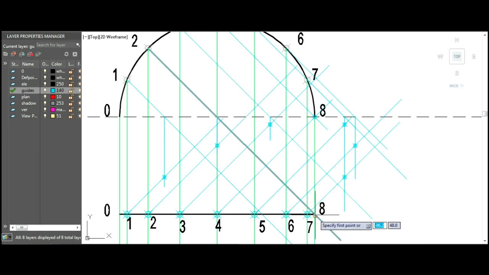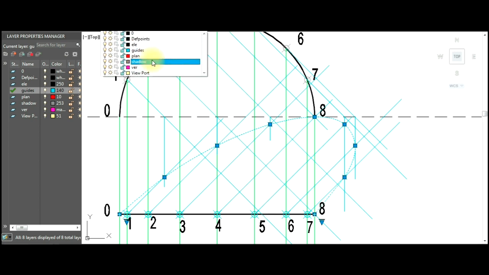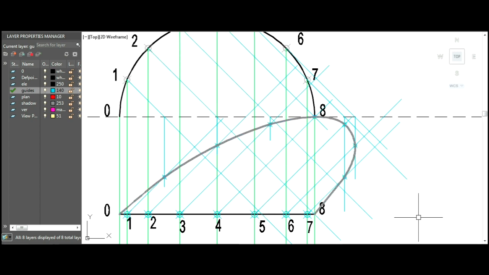So now let's join them as a curve, starting from the base point 0, going through 1, 2, 3, 4, 5, 6, 7, and looping back to 8. So this is our shadow of the arc.